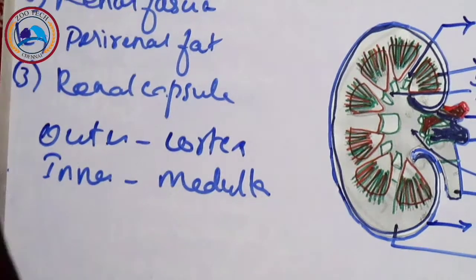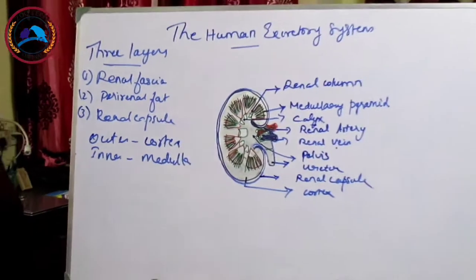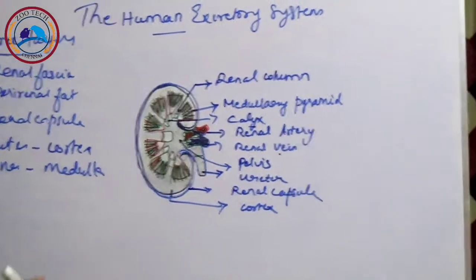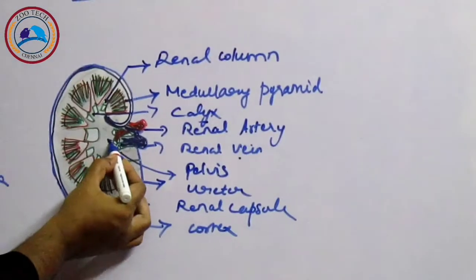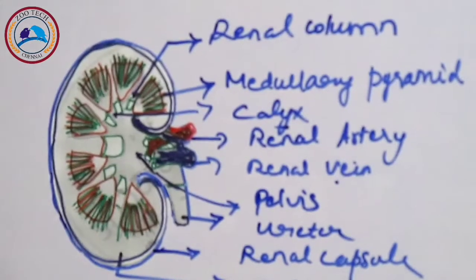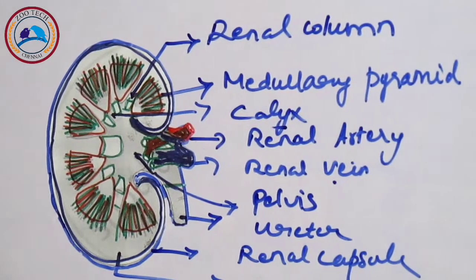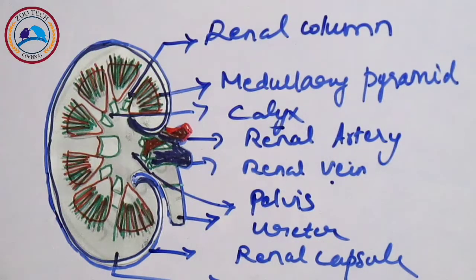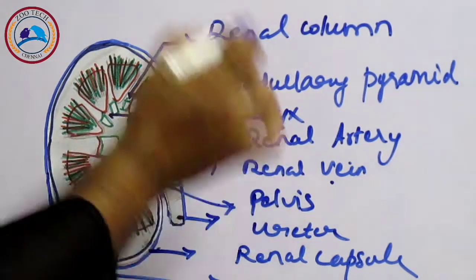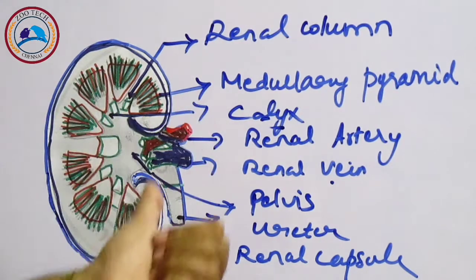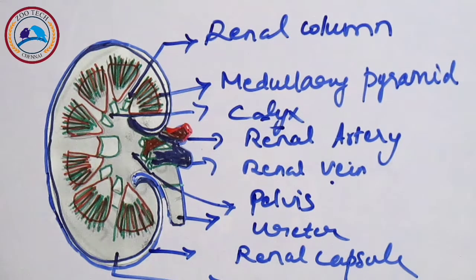Inside the kidney, the ureter is expanded as a funnel-shaped cavity called the pelvis. This pelvis has a number of cup-like cavities called the calyces.